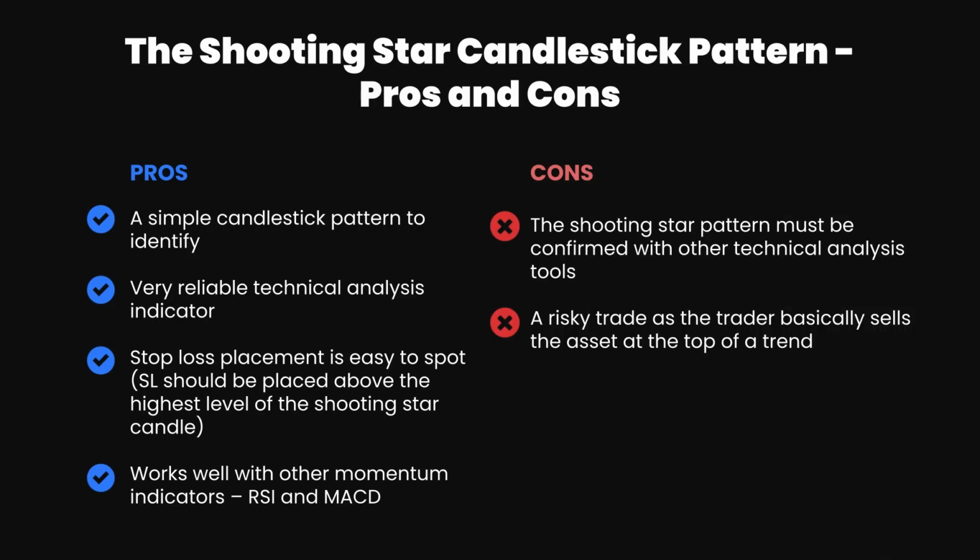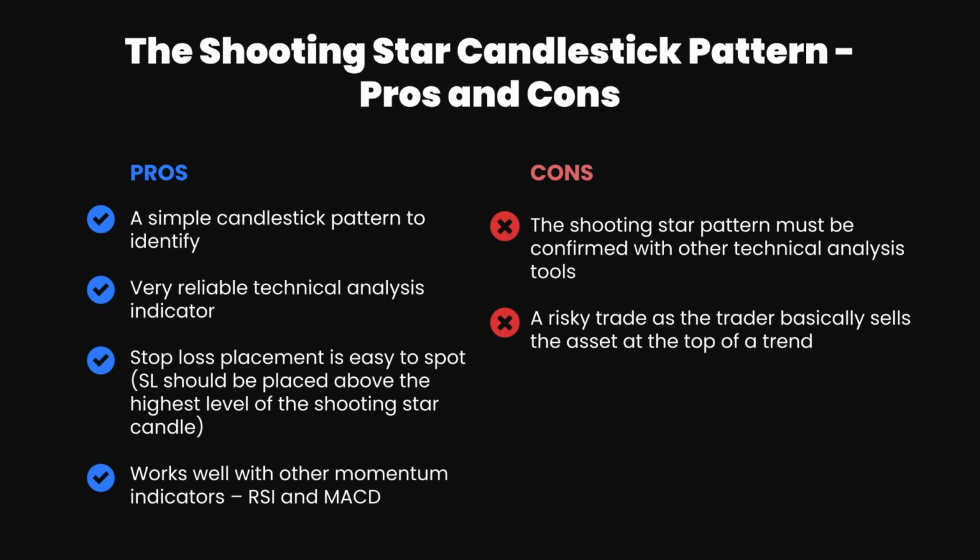Okay, let's look at the pros and cons for the shooting star candlestick pattern. Underneath pros, the shooting star is a simple candlestick pattern to identify. It is a very reliable technical analysis indicator. Also, stop loss placement is easy to spot. Your stop loss with the shooting star candlestick should be placed above the highest level of the pattern itself. Lastly, the shooting star works well with other momentum indicators, such as the RSI and the MACD.